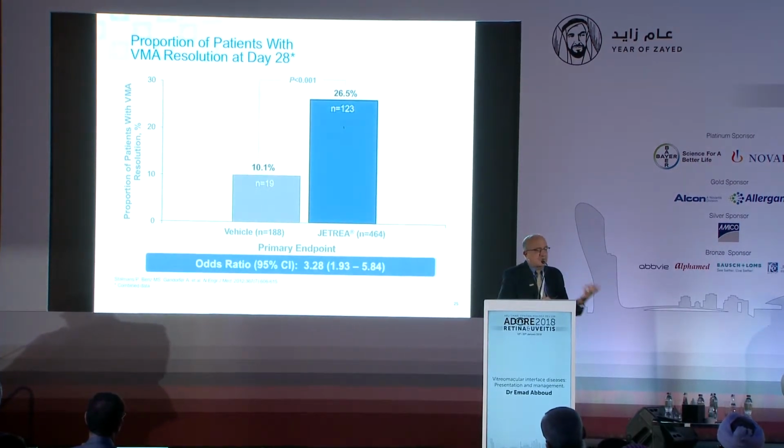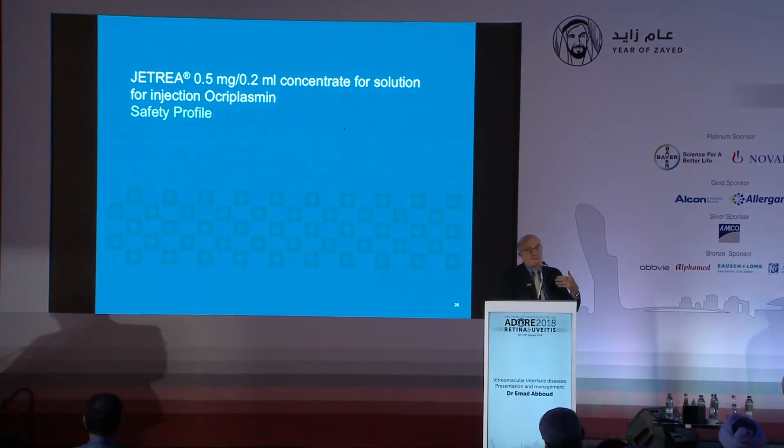Subgroup analysis led to a recommendation that if you treat patients who only have focal adhesion and no epiretinal membrane, the success rate might go up a little bit, up to 40%. But, you know, 40% is also a little disappointing.